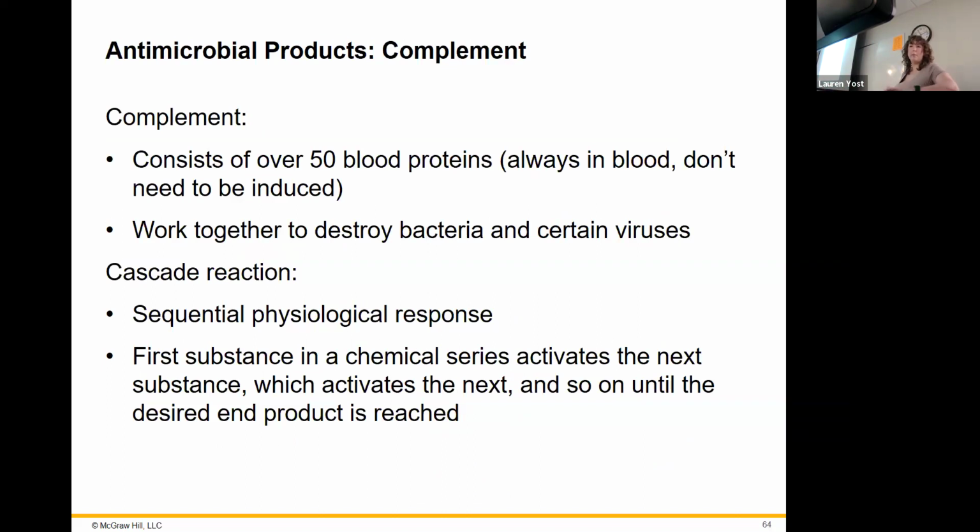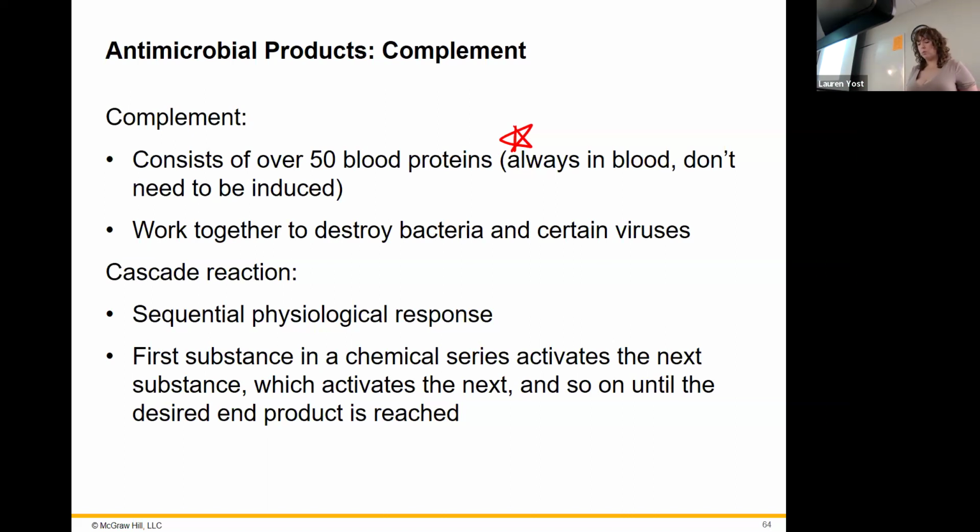All right, we have complement. I think this is the last bit of it. Complement. It is 50 blood proteins. Now I added this part in because it wasn't in here, but you should probably know it's always in your blood. Your complement proteins don't have to be induced. They are always there in your bloodstream constantly, 24/7, 365, okay? These 50 proteins work together to destroy bacteria. They have a cascade reaction where one thing happens and that triggers the next thing and the next thing and so on and so forth.